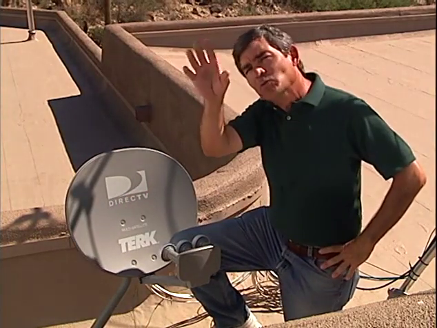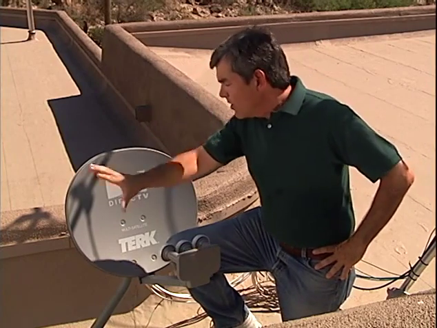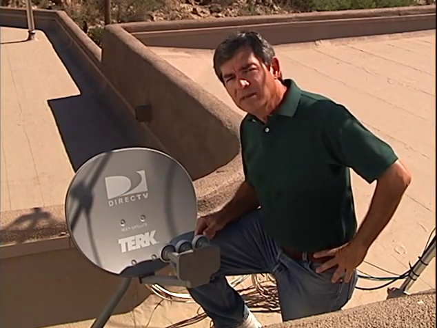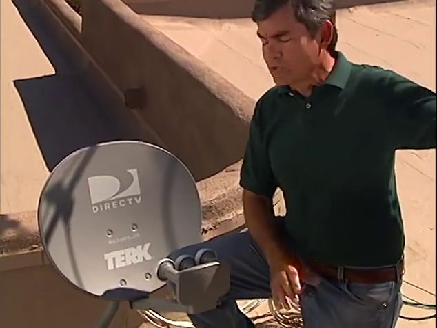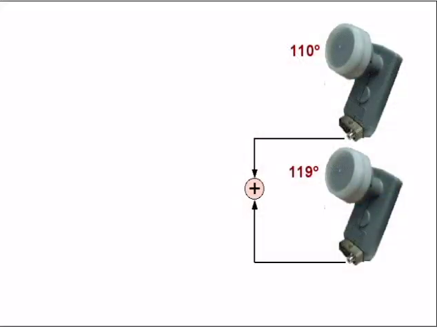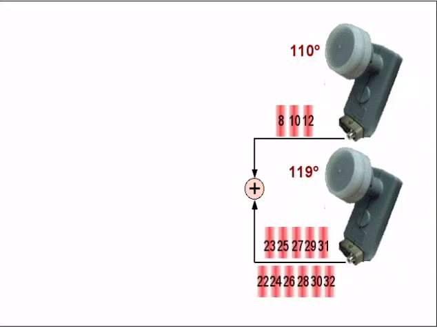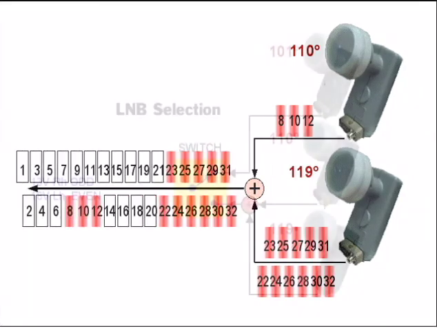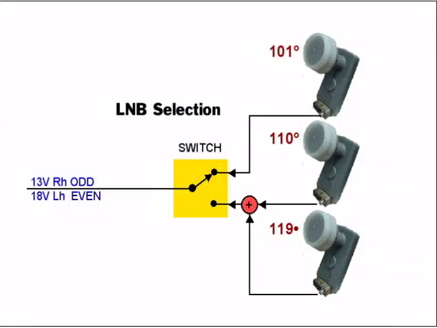Signals from the rightmost 119 position are reflected over to the left LNB, and signals from the left 101-degree position are reflected over to the right LNB. For DirecTV, the 3 transponder output of the 110 LNB is combined with the 11 transponder output of the 119 LNB to create a single output. An external or built-in switch is used to switch between the LNBs.